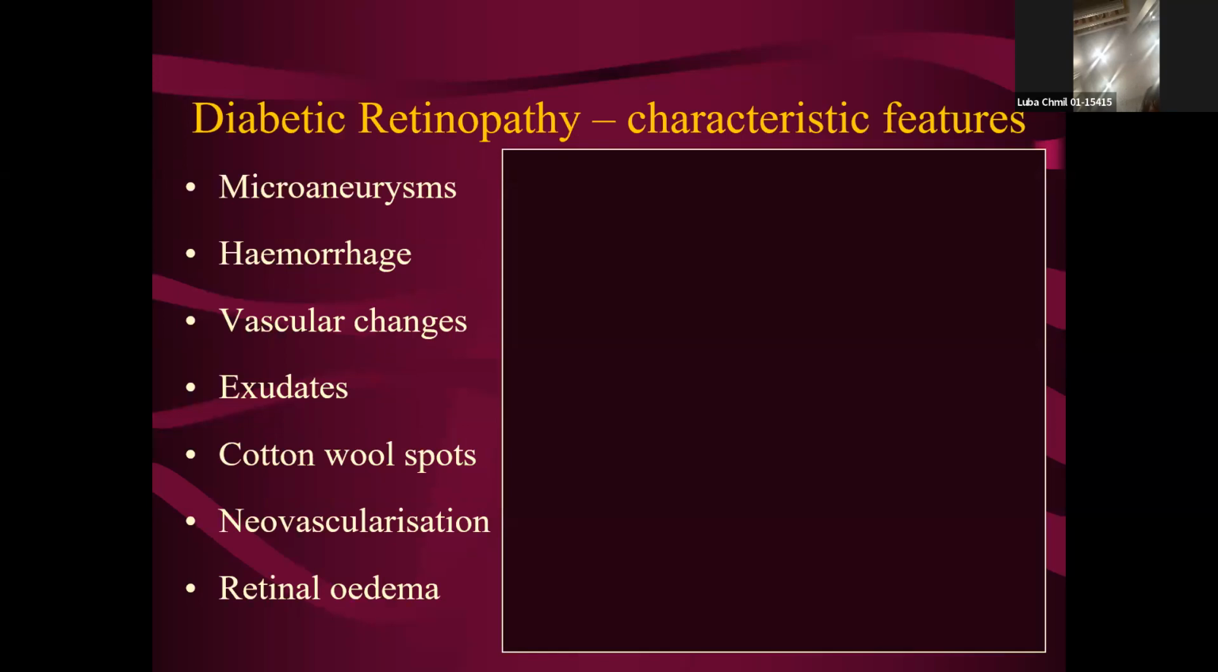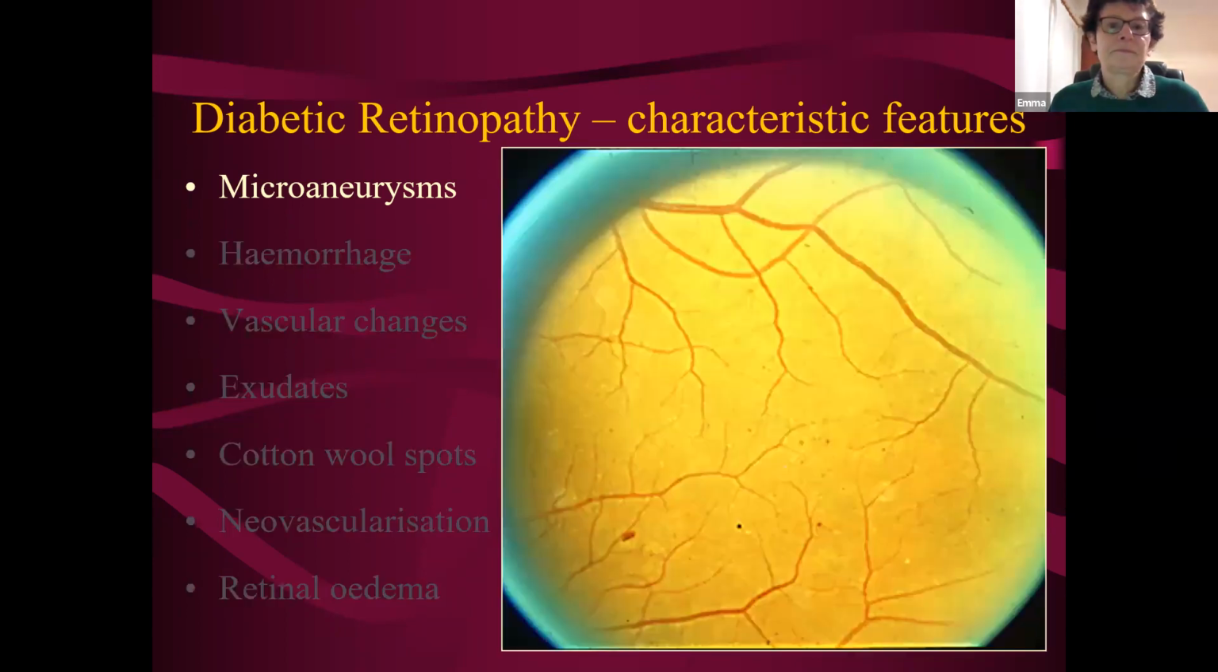So lots of features that really make me think diabetes: microaneurysms, hemorrhages, vascular changes. Very important. I spend my time saying to the junior doctors, look at the veins, look at the veins. Exudates, cotton wool spots, neovascularization, and then your retinal edema.